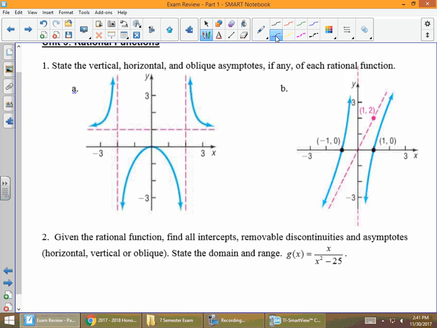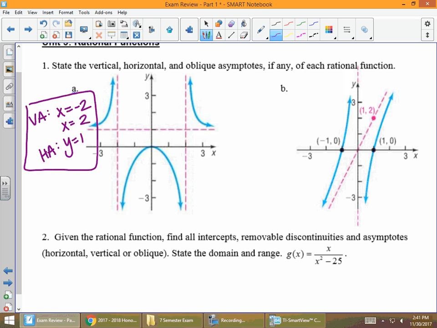Here on number 1A, our vertical asymptotes go through the x-axis at x equals -2 and x equals 2. And our horizontal asymptote here is at y equals 1. Done and done. Just identifying those from the picture.